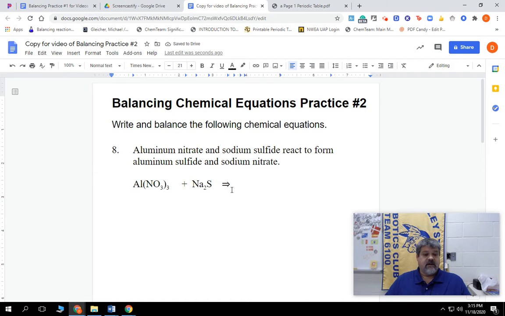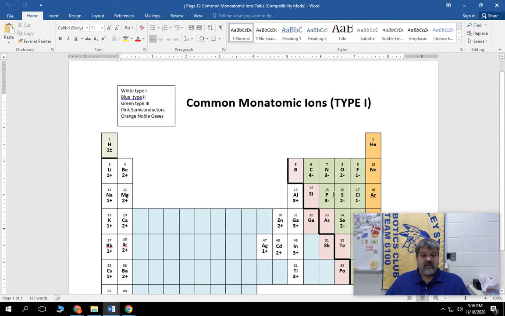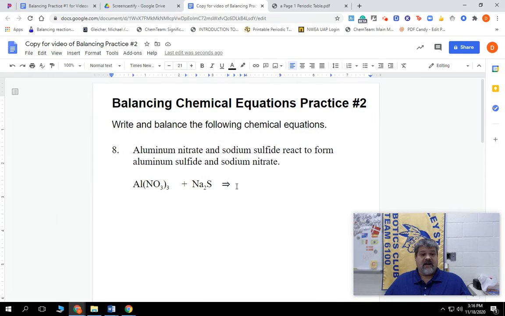aluminum sulfide. Now that, again, is binary. So we have aluminum and sulfur. If we go to our monoatomic ion sheet, aluminum is a +3, sulfur is a -2. They do not cancel, so we're going to crisscross them. The 3 from aluminum is going to go over here, and the 2 from the sulfide is going to go over here. So I'm going to have Al2S3.